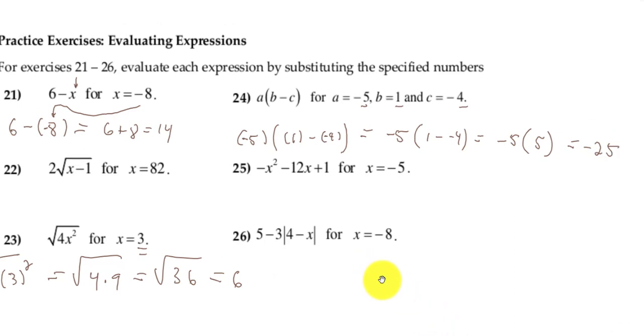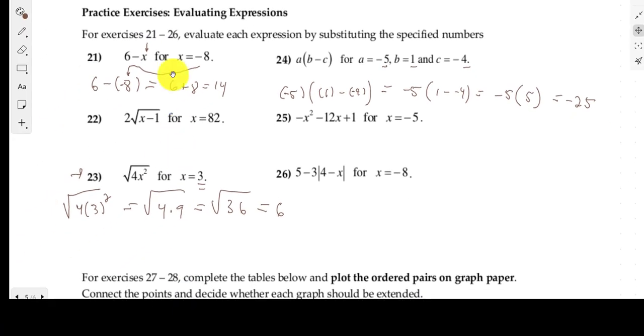So when you get time, I'd like you to go through the remaining problems, 21 to 28 on your own. Again, the answers are on the back of the book. If you have trouble or you get stuck, let's talk about it during my Zoom session.